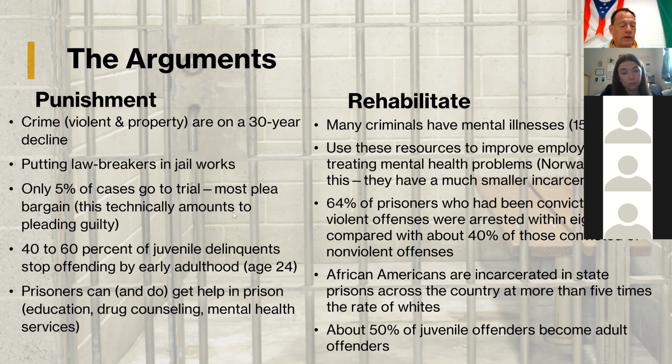They also point out that only 5% of cases go to trial. I couldn't believe the statistic. I had to look it up twice. I heard it on a podcast, and I had to verify it on the internet. 5% of the cases go to trial. 95% are plea bargained. That technically amounts to pleading guilty. So when the police find somebody who's guilty, they do a good enough job that the person's going to sign a plea bargain.